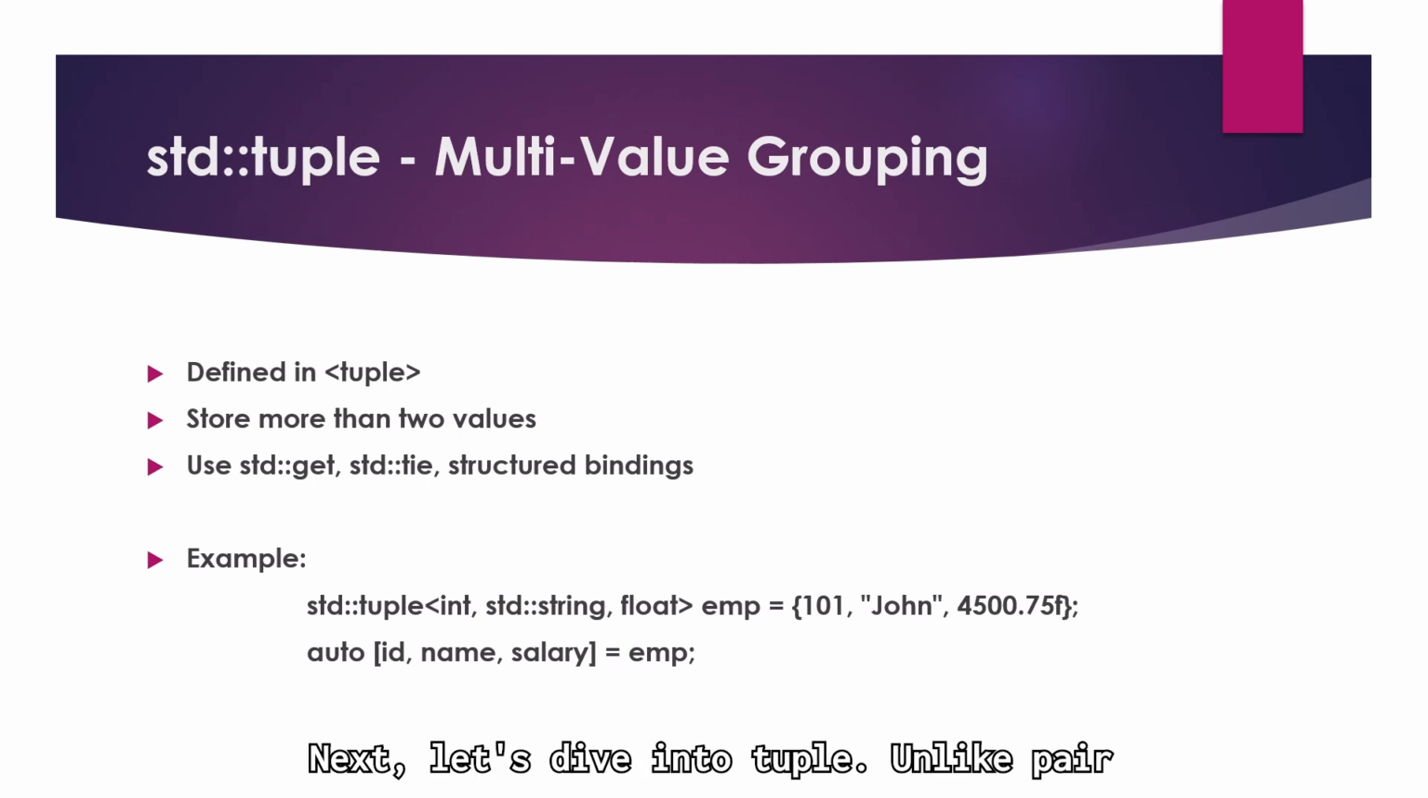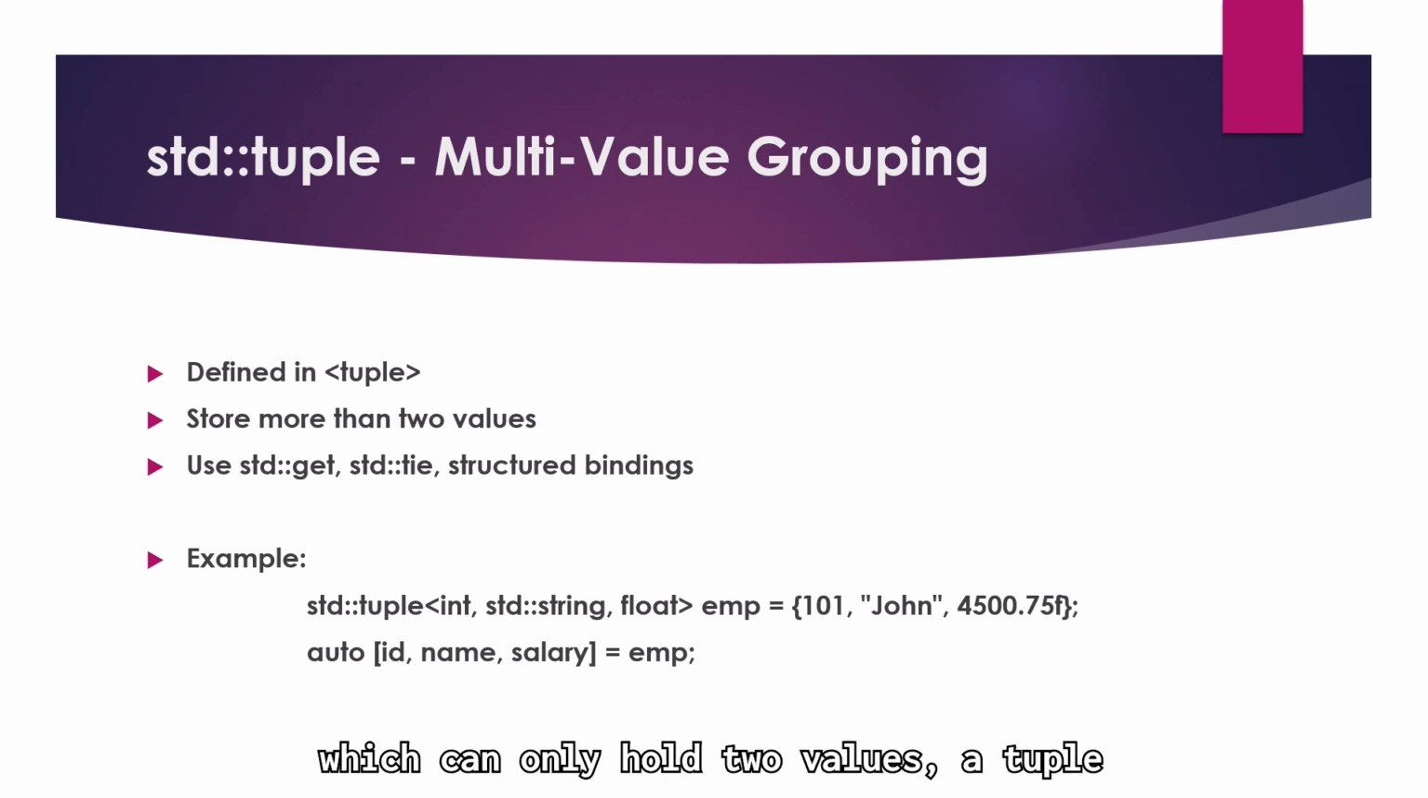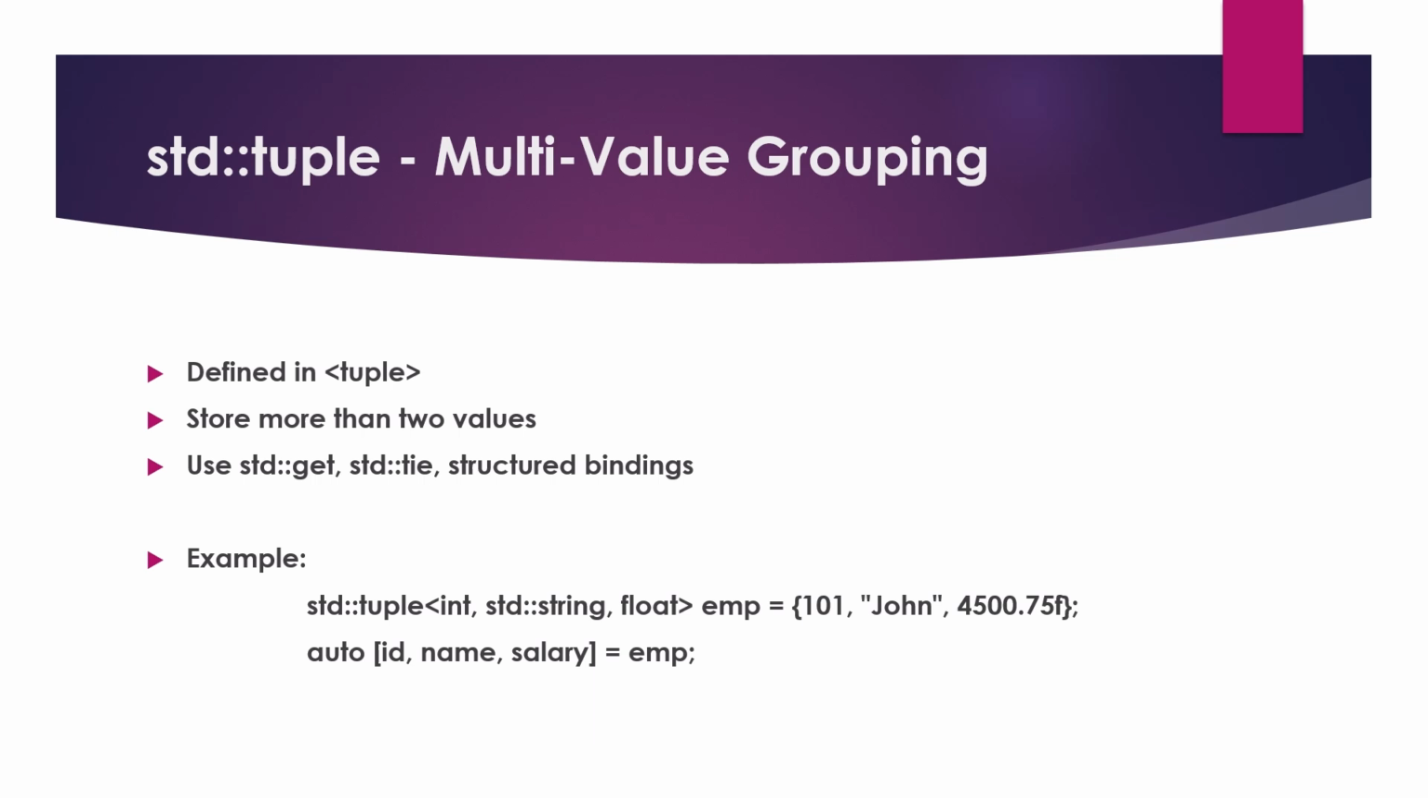Next, let's dive into tuple. Unlike pair, which can only hold two values, a tuple can hold any number of values, potentially of different types. This makes it perfect for situations where you need to group multiple values together. For example, you might want to return a student's ID, name, and grade from a function. The beauty of tuples is that they allow you to store heterogeneous data in a single object. You can access the tuple elements using std::get, or if you are using C++17 or later, you can use structured bindings for a more intuitive and readable approach.